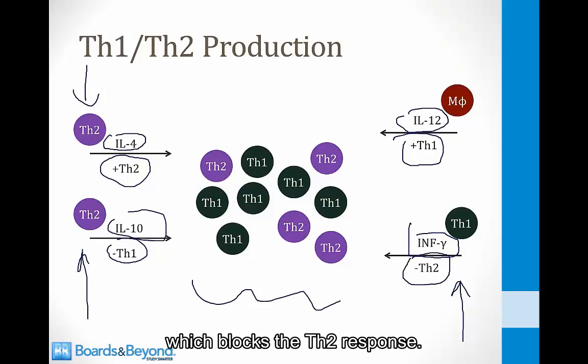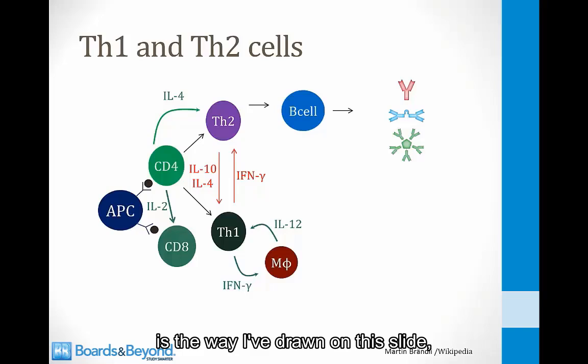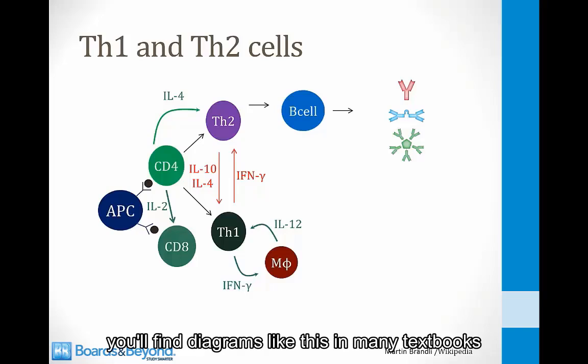On this side of the screen, on the right side, I've written the things that favor a Th1 response. So macrophages will secrete IL-12, and that favors a Th1 response, and Th1 cells will secrete interferon gamma, which blocks the Th2 response. Another way to think of it is the way I've drawn on this slide, and you'll find diagrams like this in many textbooks and review books.